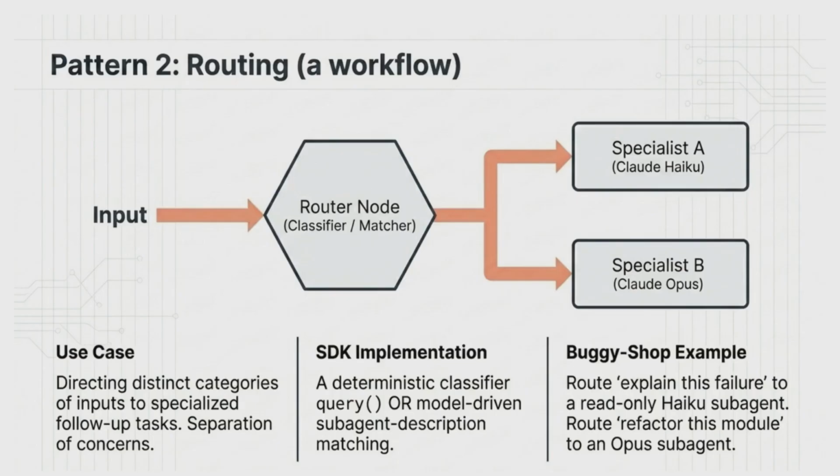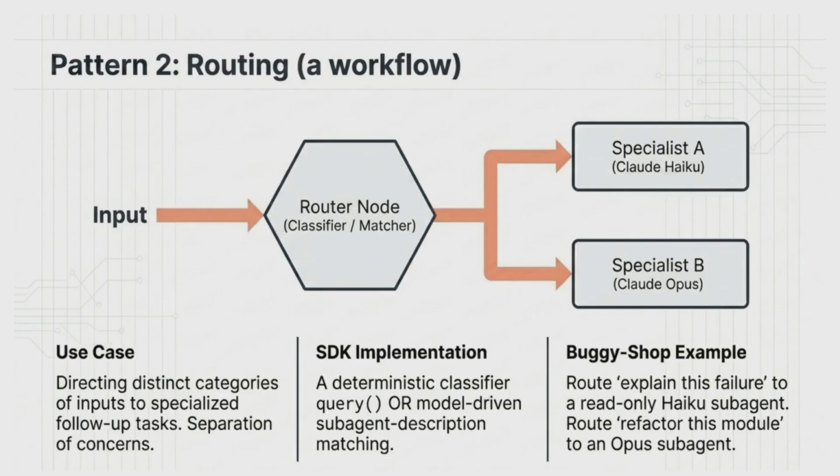The SDK gives you 2 ways to route. The model-driven way is sub-agent description matching. Define specialists with sharp description fields, and the parent agent routes work to whichever fits. The cheaper, more deterministic way is a small classifier call that picks the model or the prompt for the real work. That second option doubles as a cost lever, since you can route easy questions to a smaller model, like Haiku, and hard ones to a more capable model. For Buggy Shop, a router might send explain this failure to a read-only Haiku subagent and refactor this module to an Opus one.